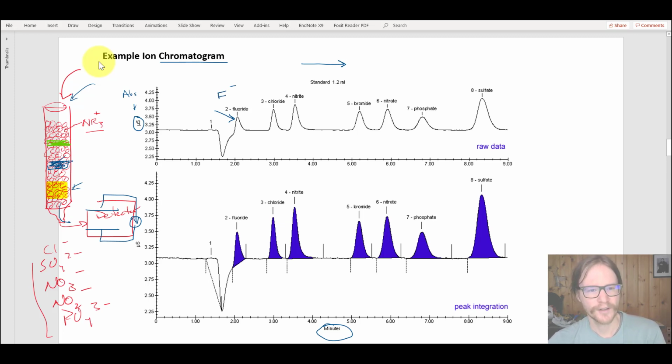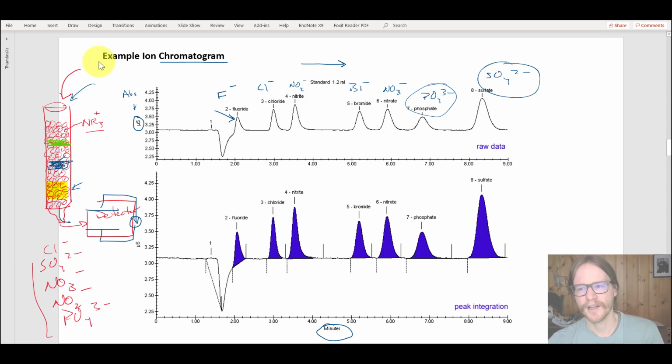You can see here we've got fluoride coming off, which is a fairly small negatively charged ion, and then we've got chloride, and then nitrite, which would be NO2 minus, not NO3. You've got bromide, nitrate, phosphate, and then sulfate coming off later. It's not absolute, but there's generally some tracking here with the size and the charge. The things that are larger and more highly charged tend to elute later, and things that are smaller and less charged tend to elute faster, simply based on the construction of our column and our stationary phase.